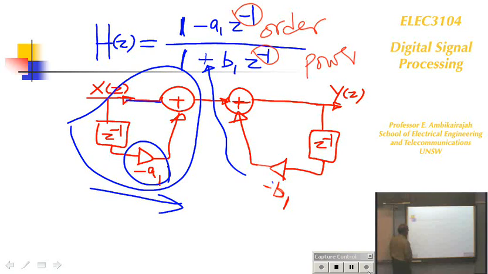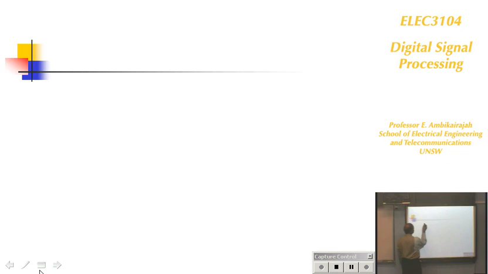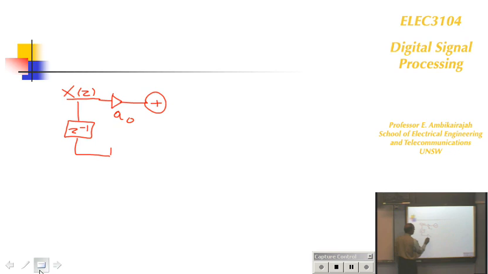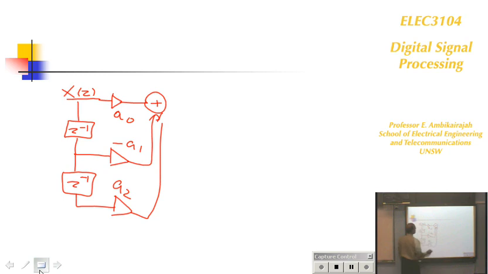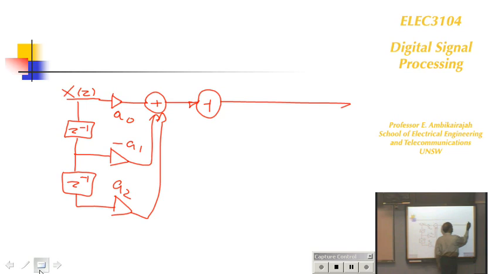Let's take another example. I am going to have a signal coming here and I call it x[n]. I multiply by A0 and it goes in here as plus. And then I get another signal here, z to the minus 1, multiply by minus A1 and goes in here. And I have got another delay unit coming in here and multiply this by A2, and that goes in there. And then the output is another part, and that's my Y(z). And I delay that by z to the minus 1, and I have got a V1 going here.